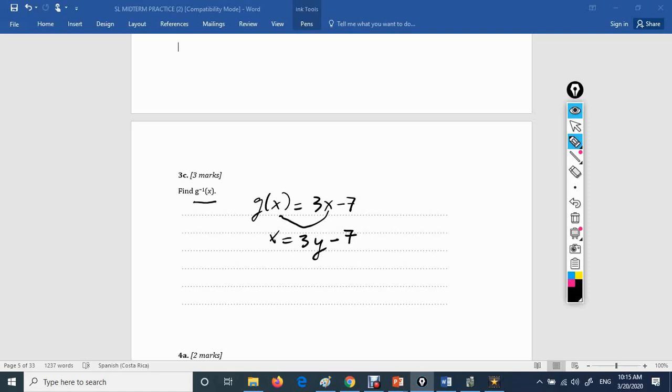Therefore, 3y is equal to x plus 7, and then y is equal to x plus 7 divided by 3. So we found the inverse of g. So the inverse of g of x is equal to x plus 7 over 3.